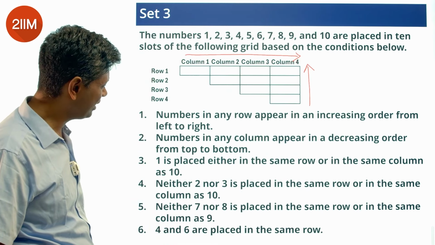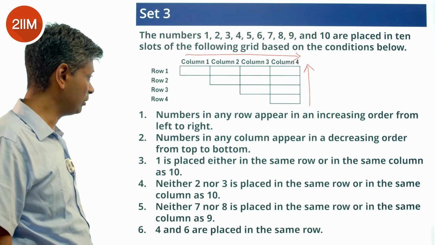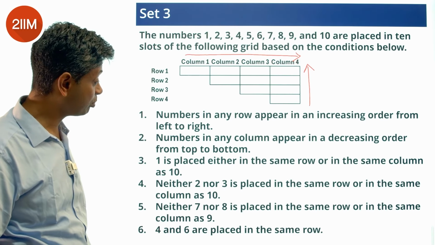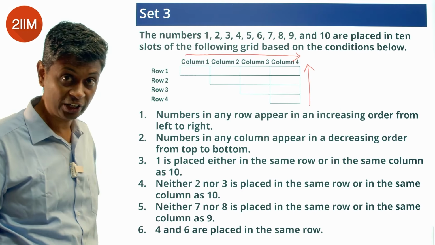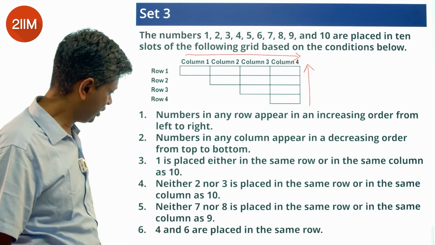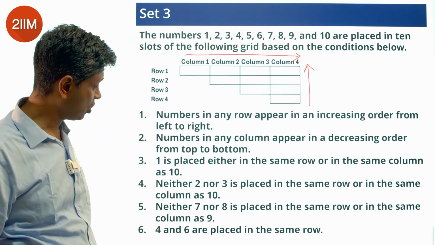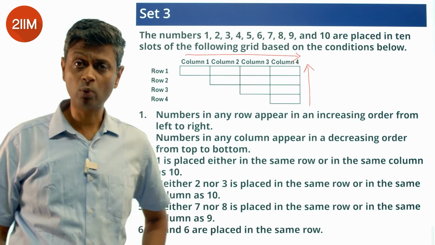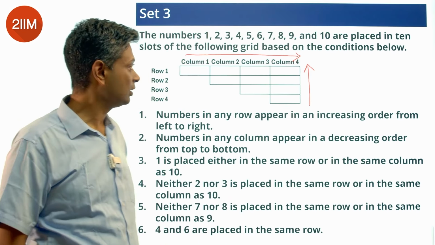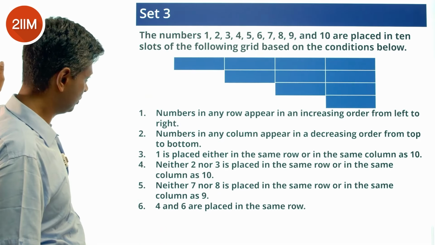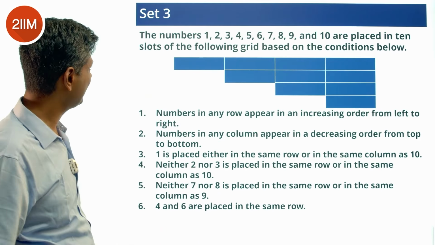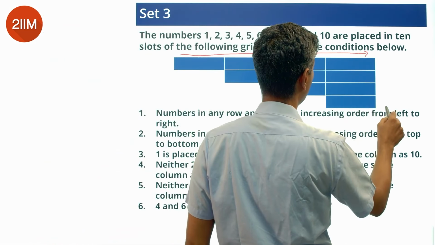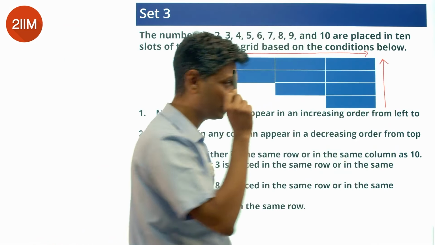One is placed either in the same row or in the same column as 10. Interesting. Neither 2 nor 3 is placed in the same row or in the same column as 10. Okay. Neither 7 nor 8 is placed in the same row or in the same column as 9. 4 and 6 are placed in the same row. Interesting. I want to see if there are more constraints. No, only these many. I think the increasing order like this and increasing order like this part are very interesting.